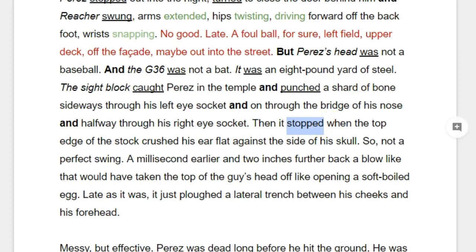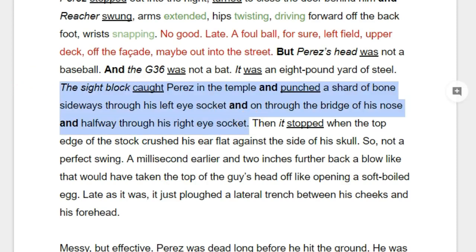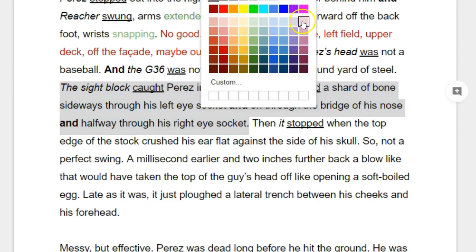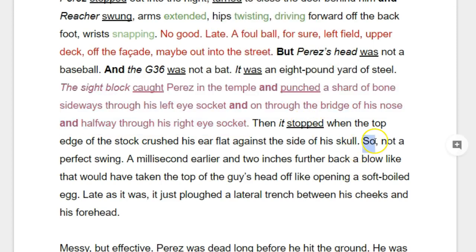Verb. And we have a subject that goes with it as well. It. When the top edge of the stock crushed his ear flat against the side of the skull. So we've got a change of pace here. Again, the grammar I'm not going to get into, but what we don't have is a fragment. And we don't have one of these enormously beautiful long sentences like we've had 2 of so far. Okay, so another fanboy at the beginning of a sentence. Oh, Lee, you're such a rule breaker.